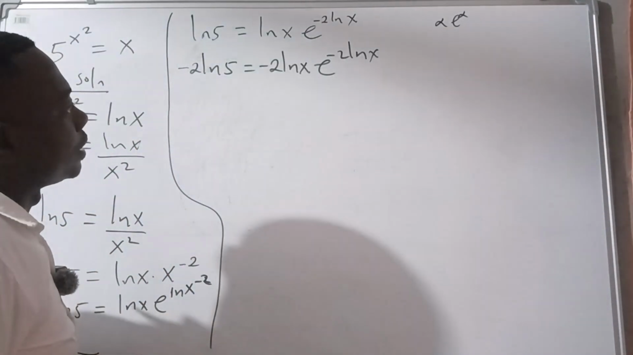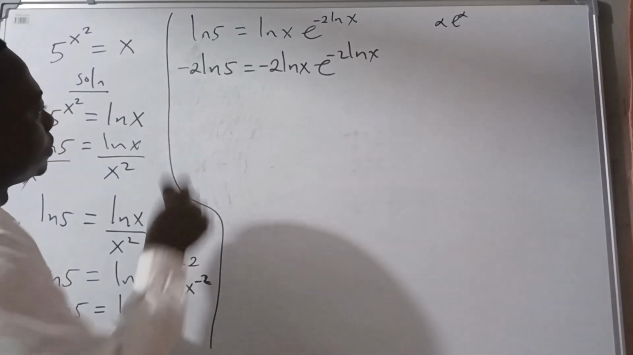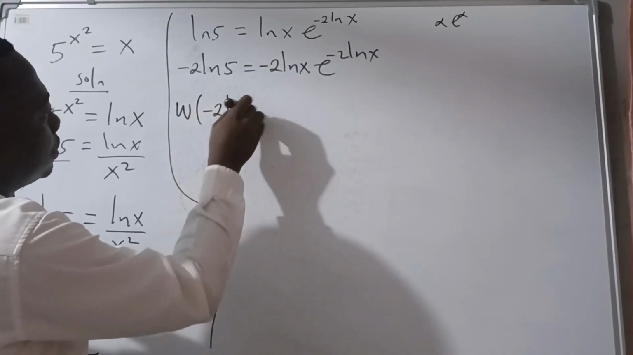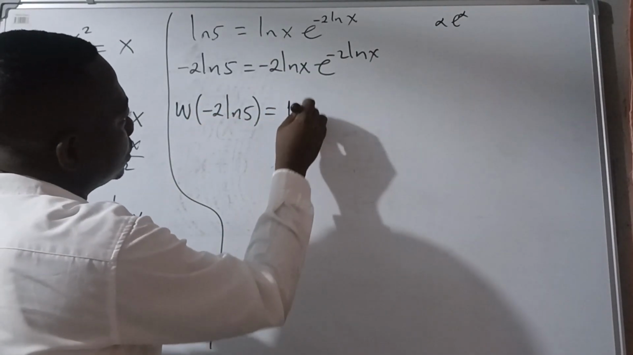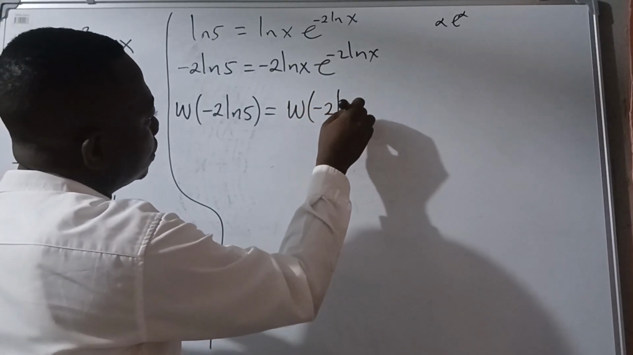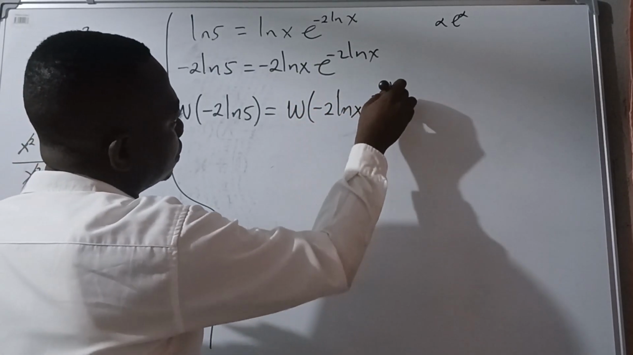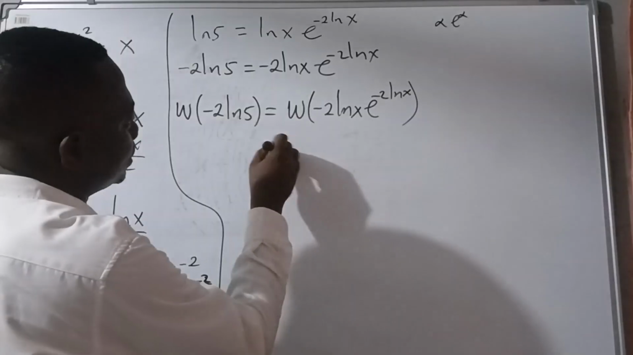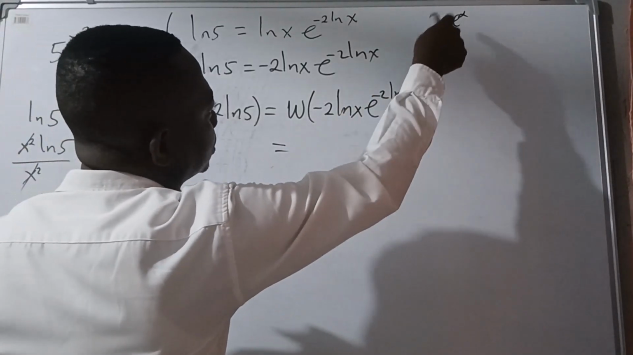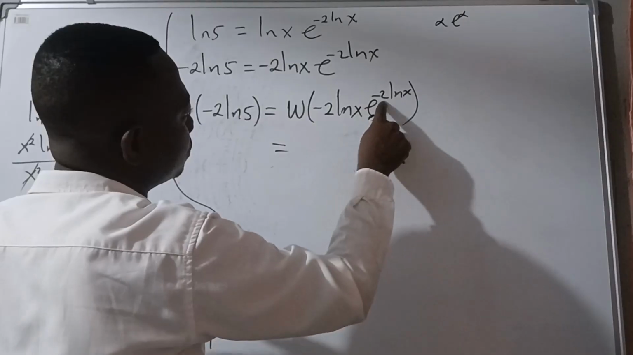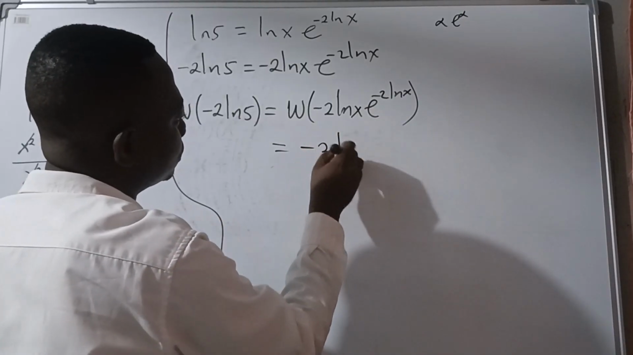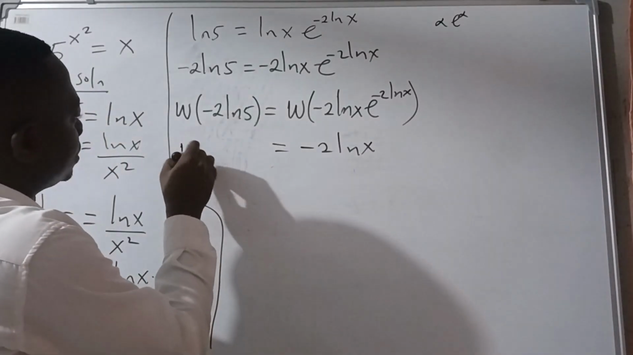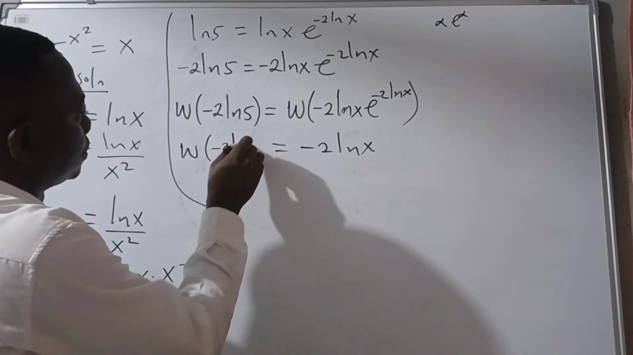So I can go ahead and take the W function. So we have the W function of this. When we take the W function, we get alpha, so we get minus 2 ln of x, and this side remains the same, minus 2 ln of 5.